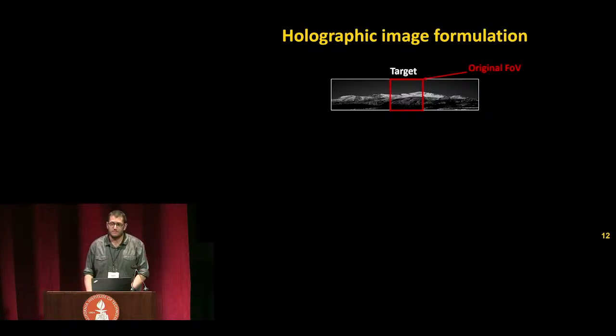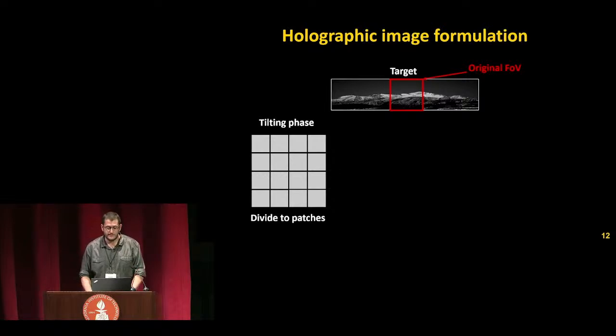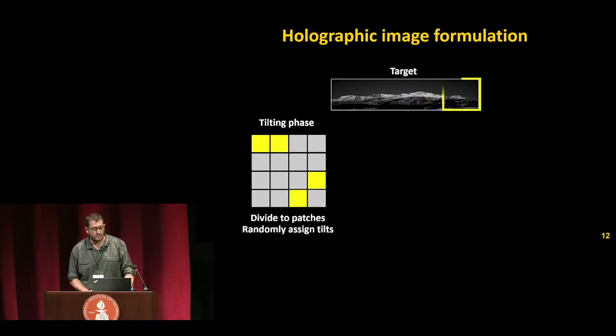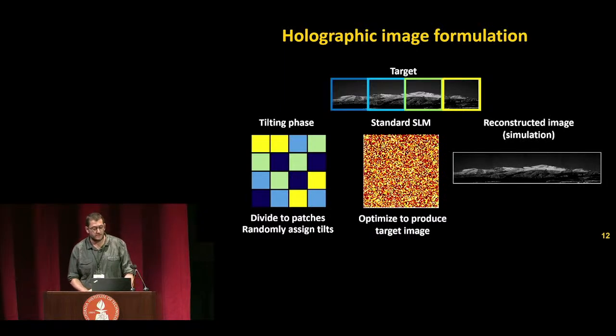But before I show you some of our experimental results, let's review how we form a holographic image. Assume we're interested in generating some target image with the original field of view here marked in red. The target image we aim to generate is 4 times wider in the horizontal axis. We start with a tiltable display and divide it into patches. Each patch tilts all pixels in the same direction, generating content at a different part of the image. Now, after assigning different tilts, we optimize for a phase to display on the piecewise constant SLM, such that the generated wavefront produces the desired target image.